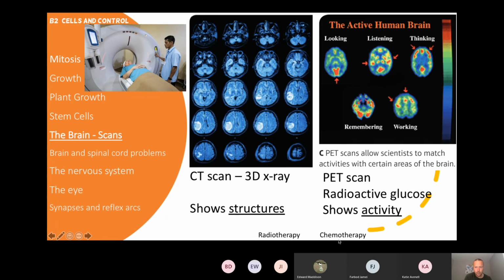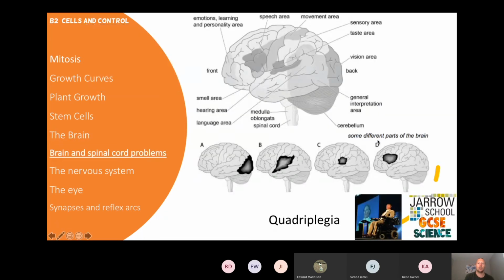Chemotherapy uses chemicals which kill cancer cells more than they kill healthy cells. So chemo, chemical; radio, like the electromagnetic spectrum. Hopefully you'll remember radio waves, electromagnetic spectrum, gamma rays. So radiotherapy uses gamma rays, chemotherapy uses chemicals. Right.